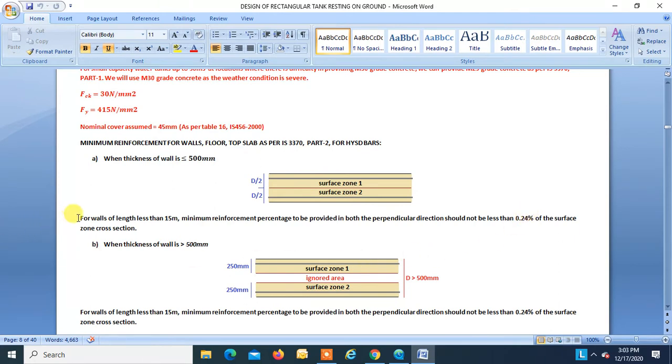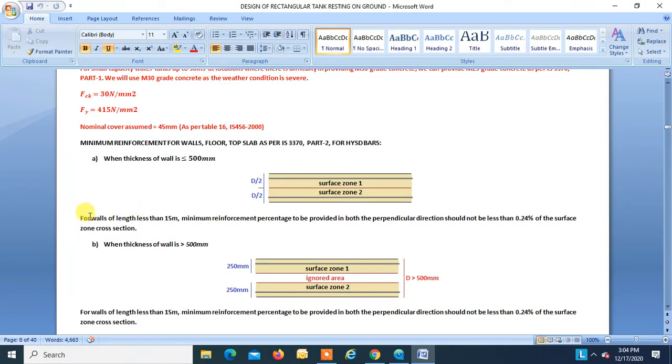The code says for walls of length less than 15 meters, the minimum reinforcement to be provided in both perpendicular directions should not be less than 0.24% of the surface zone section. Two perpendicular directions means horizontal and vertical, right?